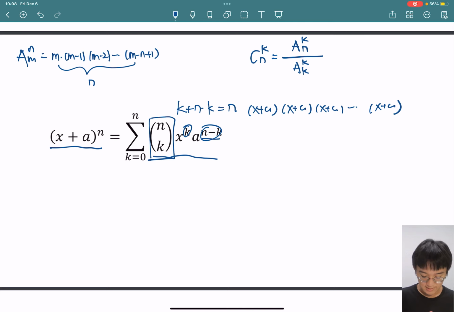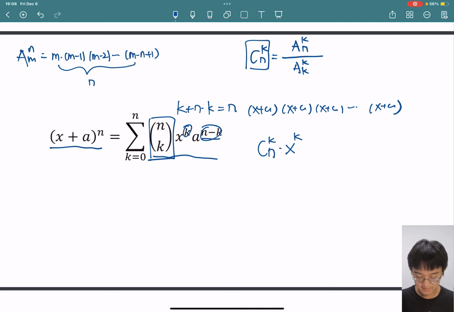So why do we need to multiply by C(n,k) here? When we choose, we need to multiply by C(n,k). C(n,k) means we choose k x's from n boxes. We need to multiply by C(n,k) because there are many possibilities. And we need to multiply by x to the power of k. But we also choose a, right? Because we choose n minus k of a.